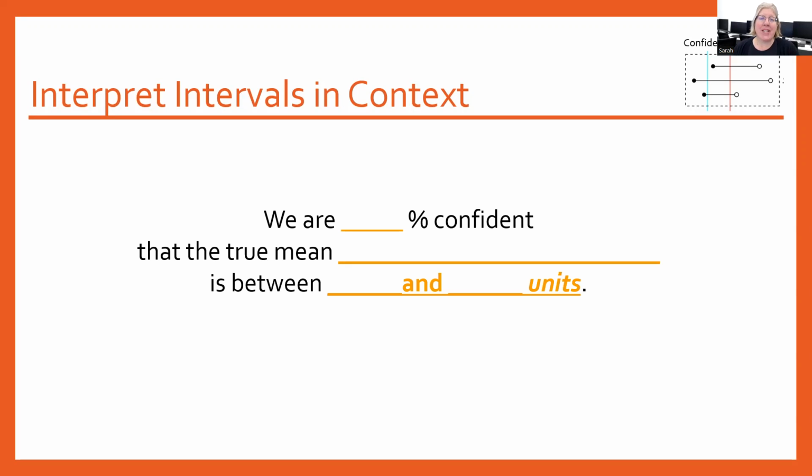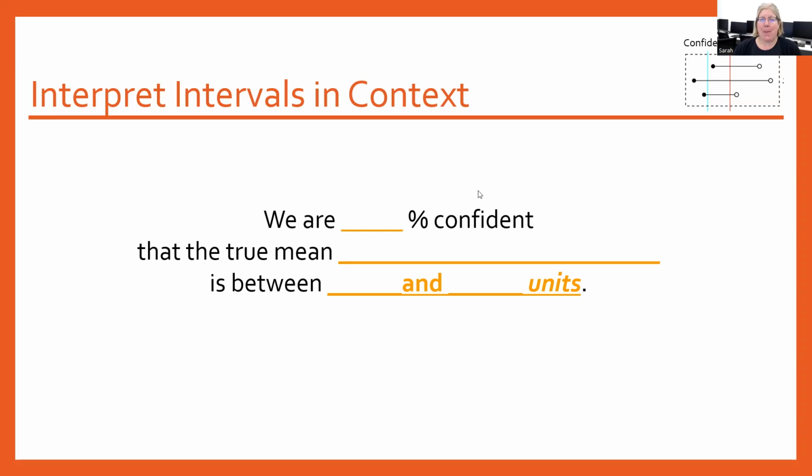We are blank % confident, and that percentage will be given to you in the problem. So you'll just take that straight out of the problem, that the true mean, and here's where you're going to fill in that context. So maybe it's the true mean cost of a wedding is between, and this is where you'll fill in those numbers. So maybe it's $5,000 to $10,000. So altogether, this sentence is going to look like we are 95% confident that the true mean cost of a wedding is somewhere between $5,000 and $10,000.